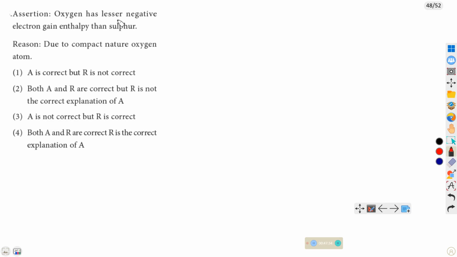Assertion, oxygen has lesser negative electron gain enthalpy than sulfur. Correct. Due to compact nature of oxygen atom. Correct. Both A and R are correct. R is the correct explanation of A.